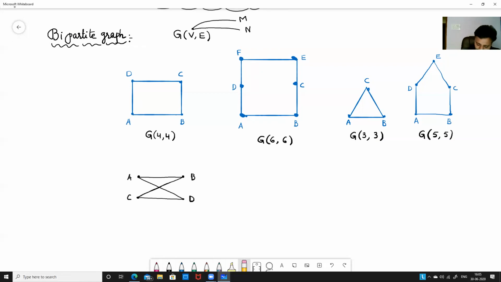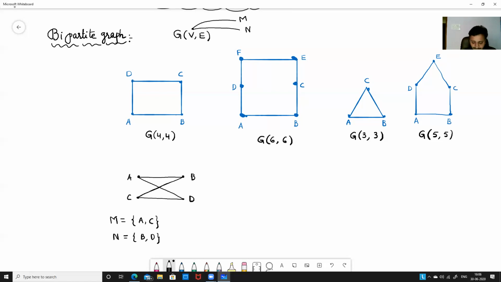In this case, what is M now? M contains two vertices. What are they? A, comma C. And N contains two vertices. What are they? B, comma D. Therefore, the given vertex set V is divided into two sets, name them as M and N. Then every edge in the given graph G is joining a vertex from the set M to a vertex in the set N. That type of graph is called a bipartite graph.